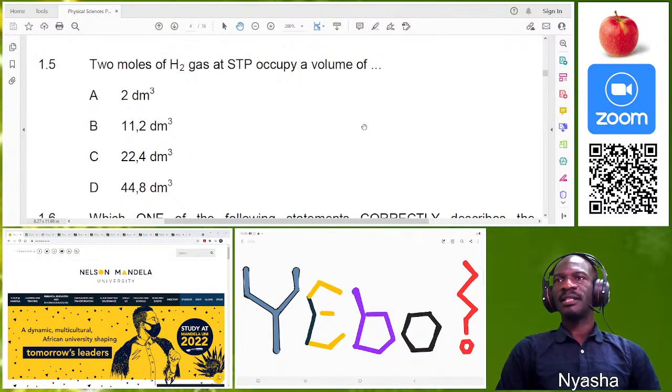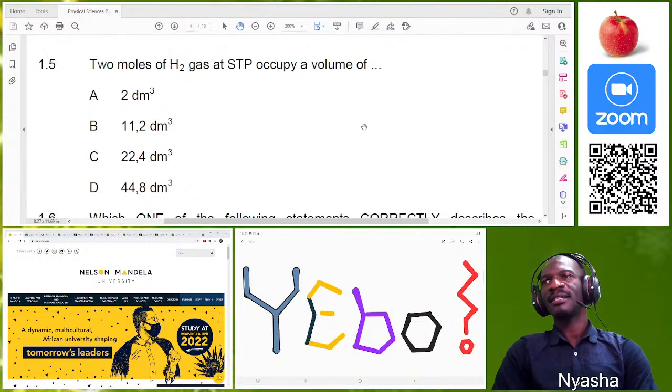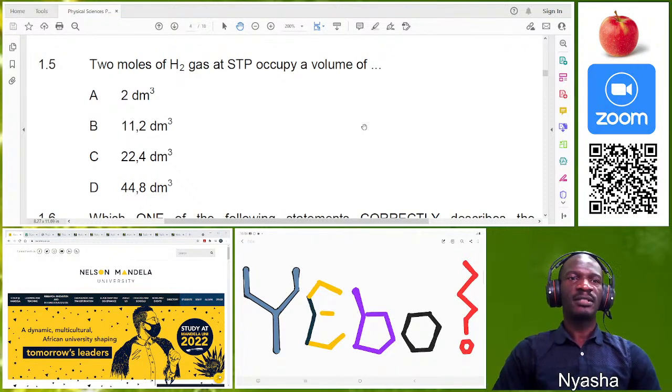1.5 reads, two molecules of hydrogen gas at standard temperature and pressure occupy a volume of ... So the question here is just asking for you to complete that sentence and determine the volume that is occupied by two molecules of hydrogen gas. Two molecules of hydrogen gas at standard temperature and pressure.